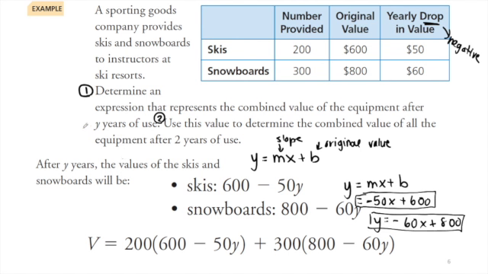Okay, then when you're plugging into your equation, it's because they did y years of use here. That's why they have a y here. It doesn't really matter. But then you're going to get your value here, and because they told us that the number provided is 200 for skis, we're going to put a 200 out front. And because they told us the number of snowboards is 300, we're going to put the number 300 out front of our equation. Then you're going to distribute this. We're adding them together because we want it to represent the combined value of them.